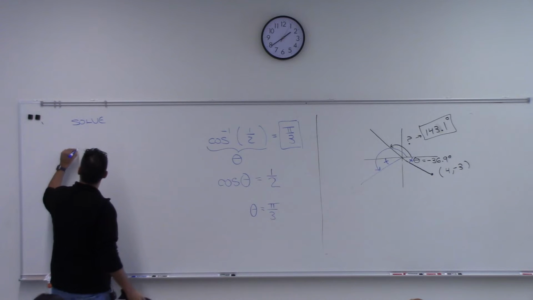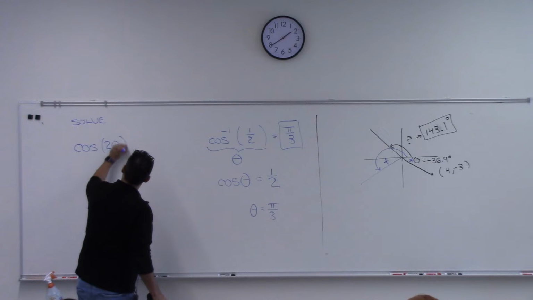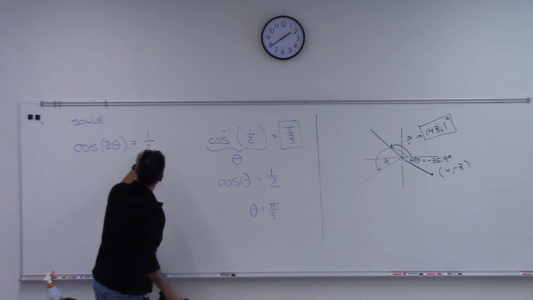Solve cosine of 2 theta equals a half. Pay attention.